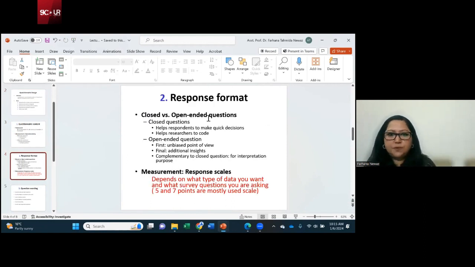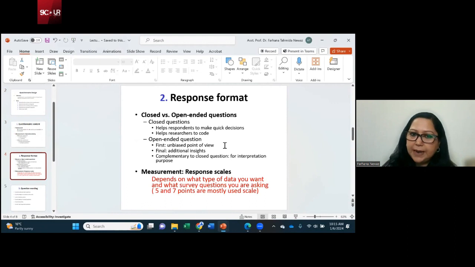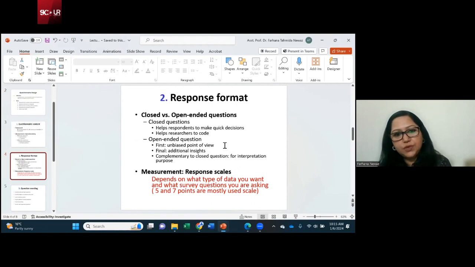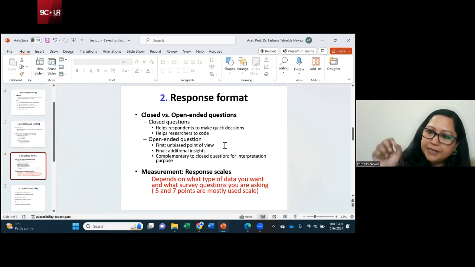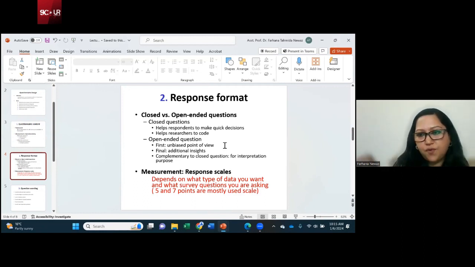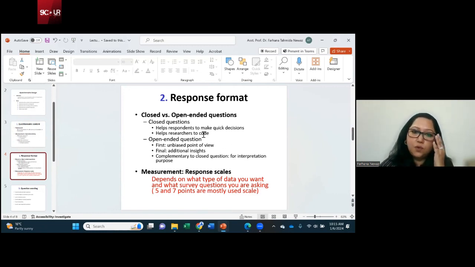So come to the response format. Your response format can be either close-ended or open-ended. In most cases we use close-ended questions. Why close-ended? A close-ended question helps us collect the data easily, and it also makes the respondent's life easier. Respondents can quickly pick their answer and decide what they think.